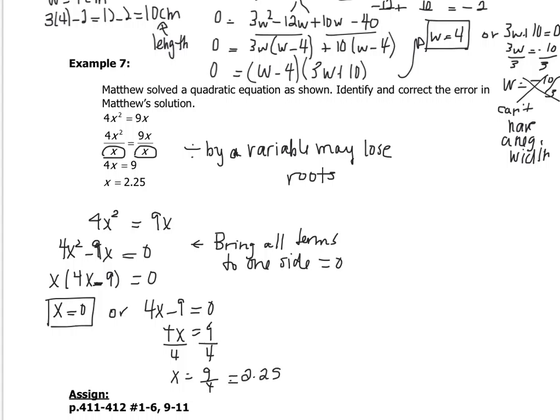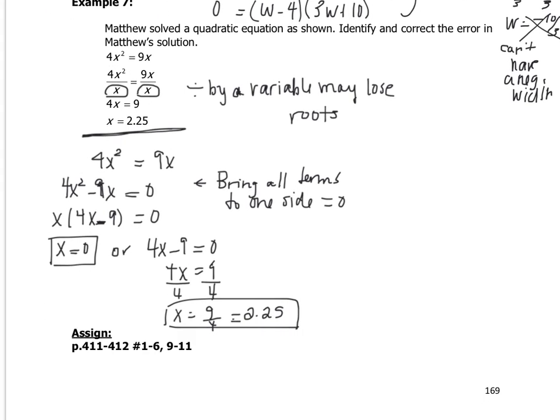But now we have two answers, 2.25 and 0, whereas the way Matthew did it, you lost one of the answers. You only got the 2.25. There are some questions at the end that you can try from your textbook related to this now.